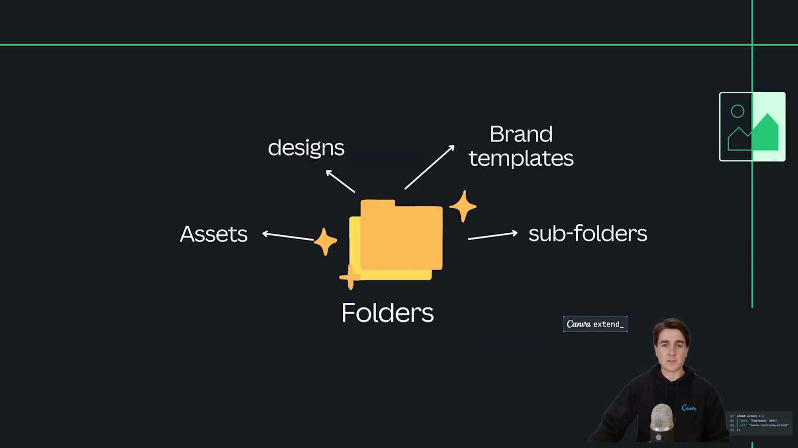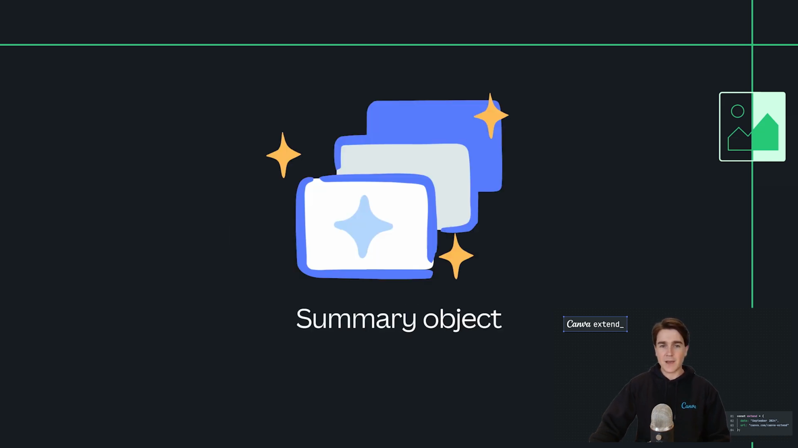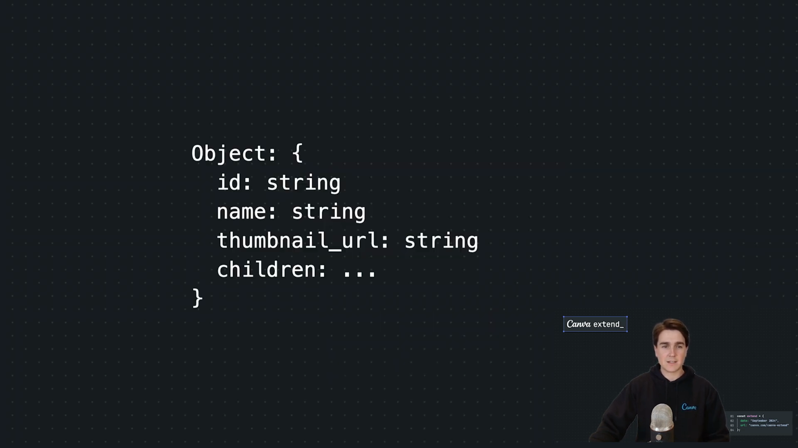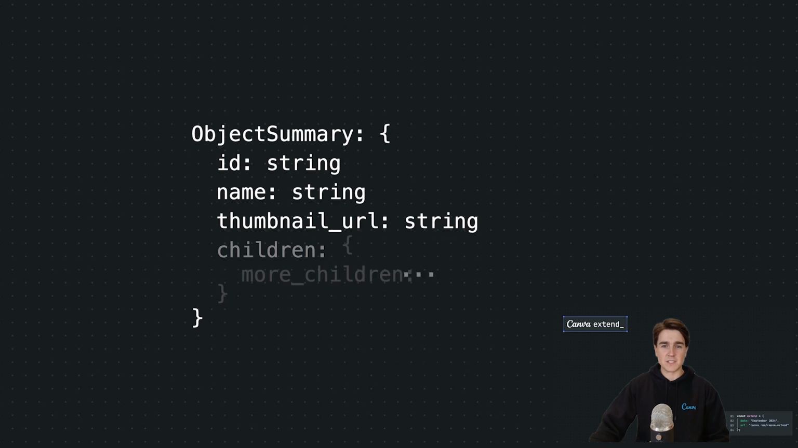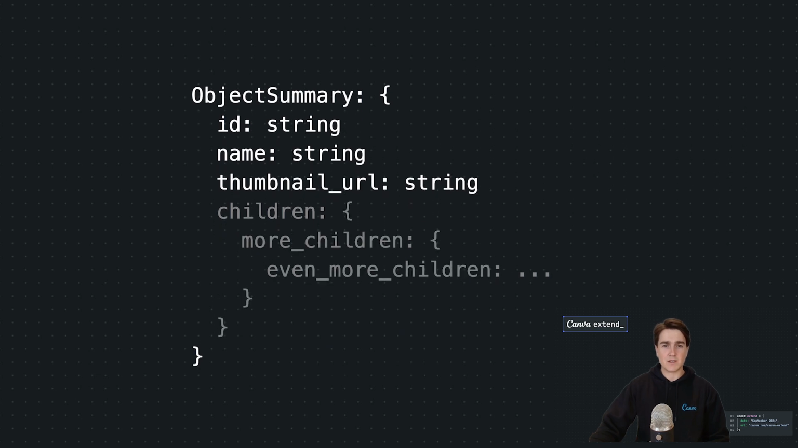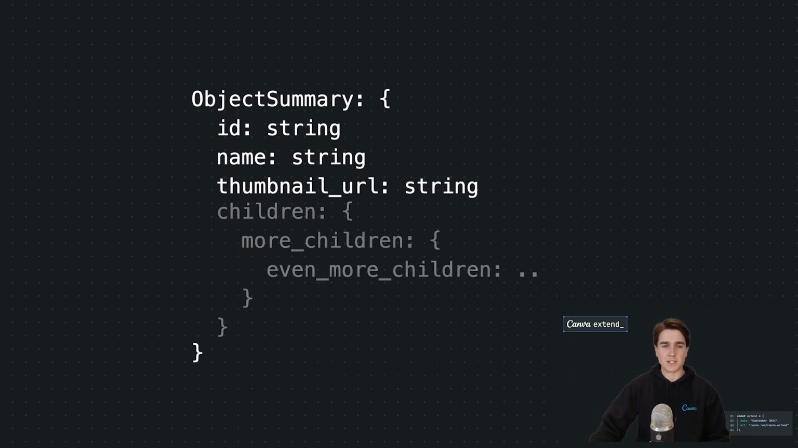For example, we can use our folder API to list items within a folder. Possible items contained in a folder include assets, designs, brand templates, and even additional folders. In order to maintain an efficient API, we've introduced the concept of a summary object. A summary object is the same as a full resource object, except it has several key fields omitted. These are fields that generally reference deeply nested resources that can typically lead to inefficient data overfetching.